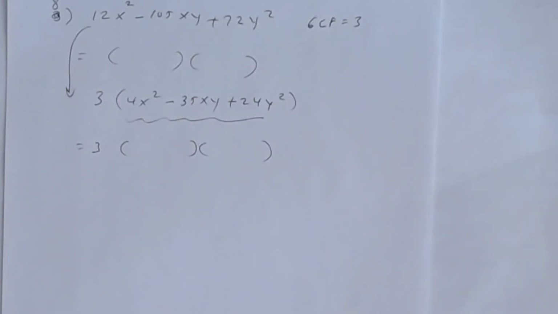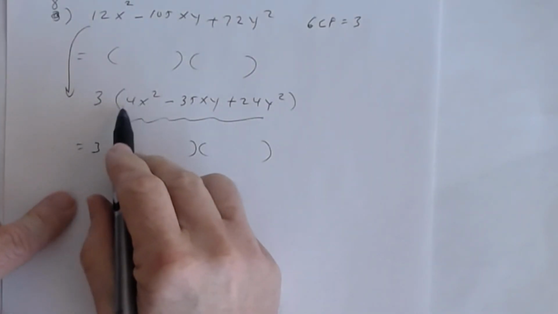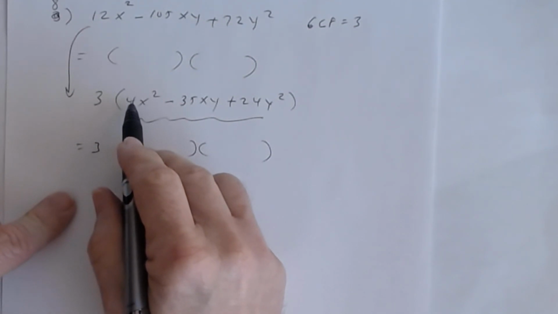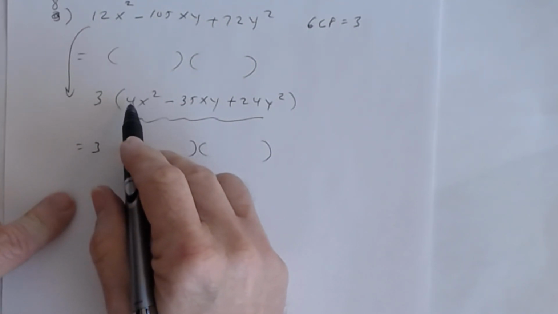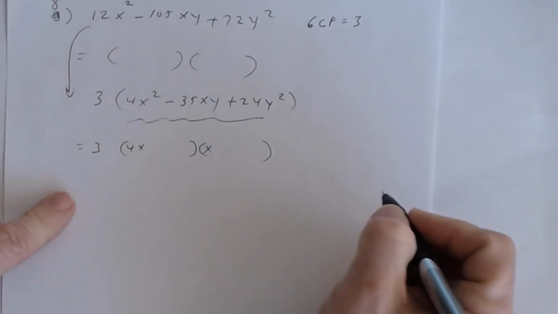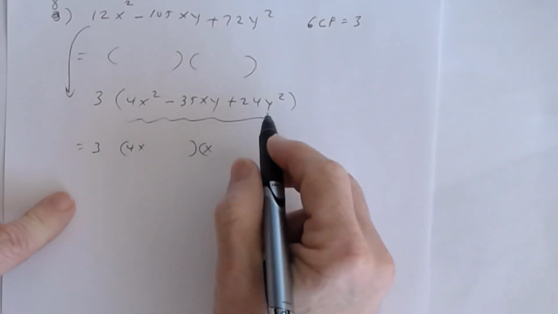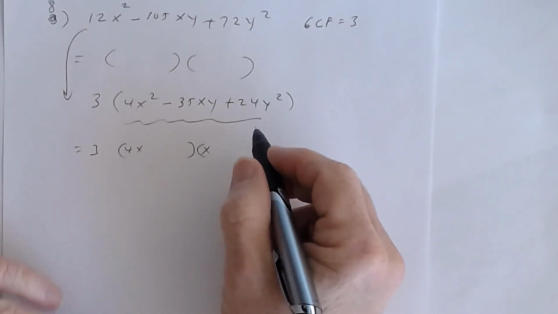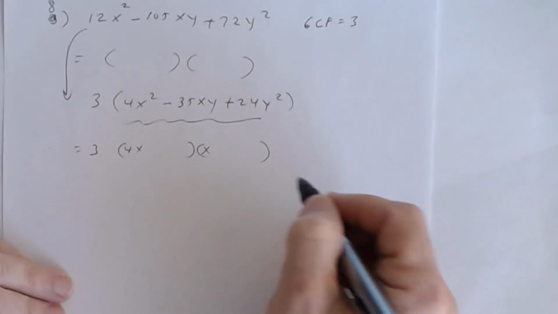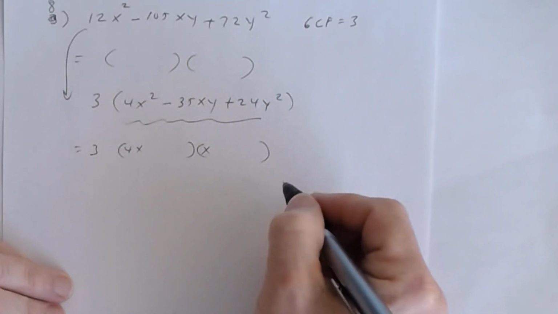All right. Now, there are 2 possibilities for 4. There's 2 times 2 and 4 times 1. Let's just try 4 times 1 this time. So let's put 4x and x. And for 24, there are several. So that's where that trial and error comes in. So try something. If it doesn't work, you try something else.